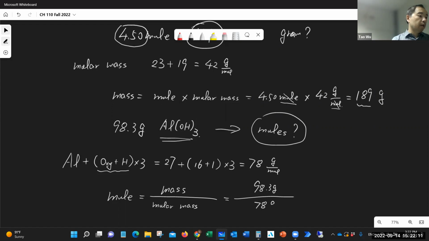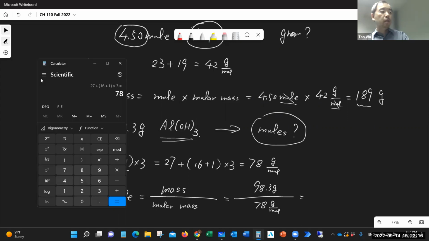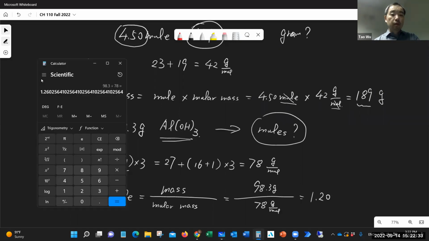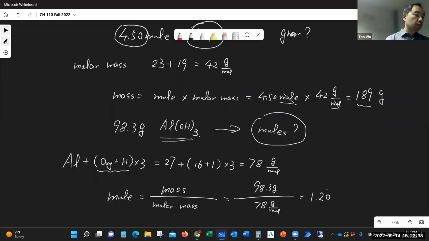78 gram per mole. Okay, so you see 98.3 divided by 78, and you got 1.26260256. Well, definitely this is really, really long.